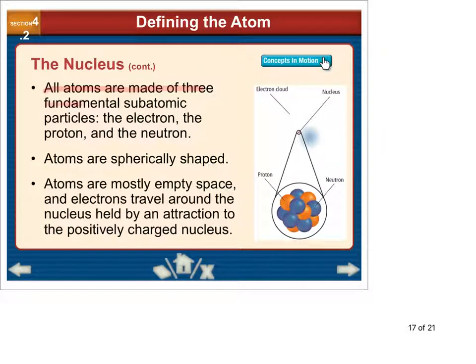And then we get to what our basic model is today. All atoms are made of three fundamental subatomic particles: protons, neutrons, and electrons. Atoms are spherical shaped. They're mostly empty space. Electrons travel around the nucleus, held in attraction to the positively charged nucleus.